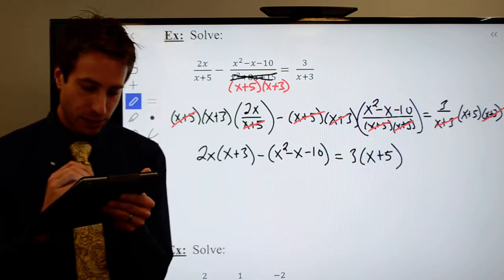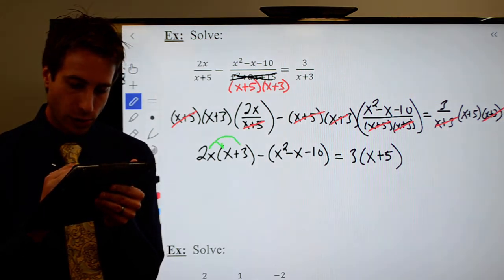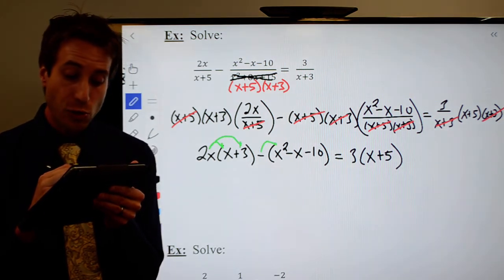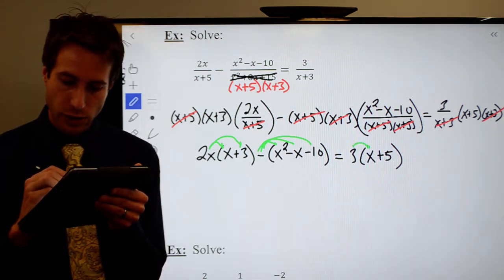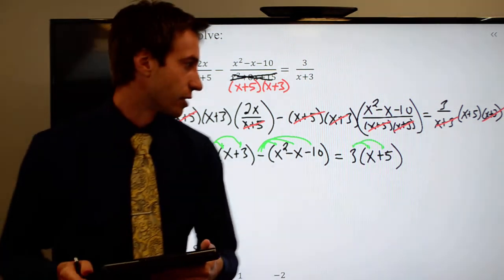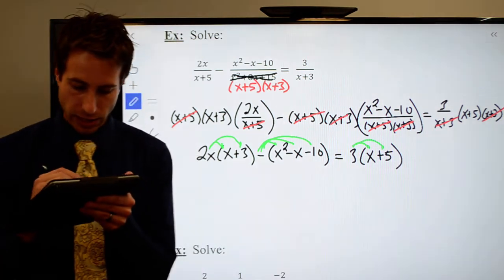We've got some distributing to do. Distribute the 2x through the parentheses. Distribute the minus sign through the parentheses. And distribute the 3 through the parentheses. It's a distribute palooza around here.